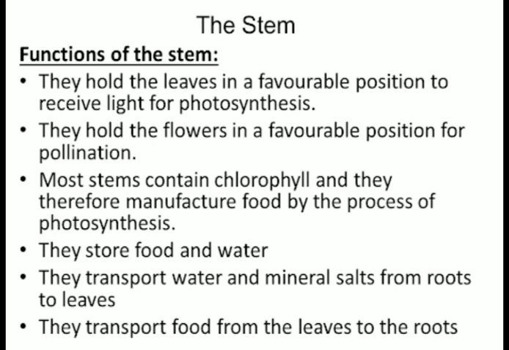The stem also stores food and water. The stem transports water and mineral salts from the root to the leaves. They transport food from the leaves to the roots. That is, it allows the bidirectional flow of substances. Water and mineral nutrients flow from roots to the leaves. On the other hand, the food which is manufactured within the leaves is transported to various organs, including the roots, via the phloem which is there in the stem. So it acts as a major organ of transport.